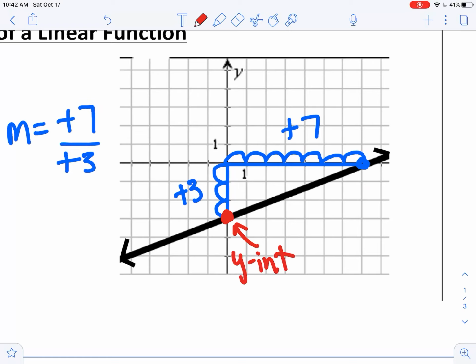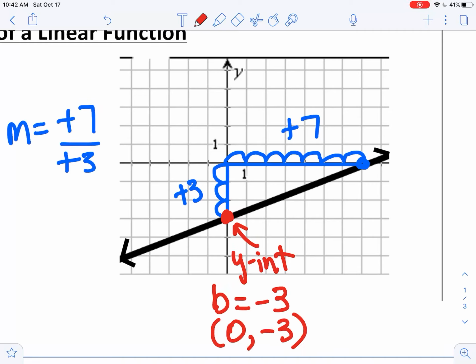Okay, sometimes your y-intercept can be labeled as b equals and whatever number it is. Other times it's going to be labeled as a point. So because it's a y-intercept, the x is 0 and the y is going to be our negative 3. Okay, and then our last attribute, our x-intercept.